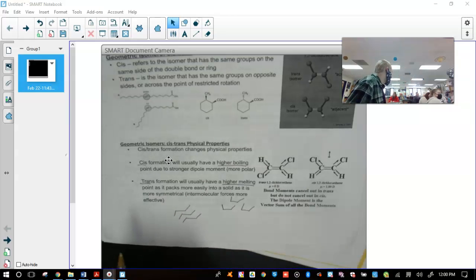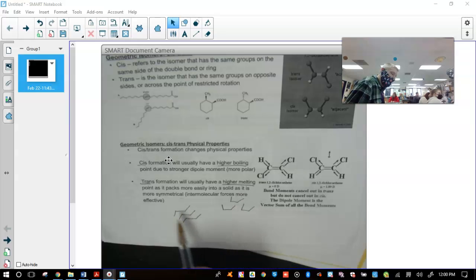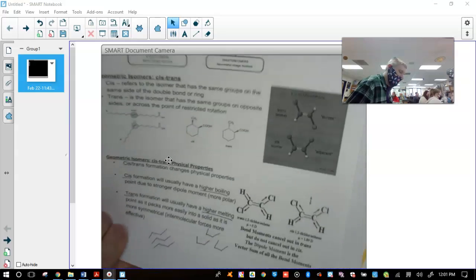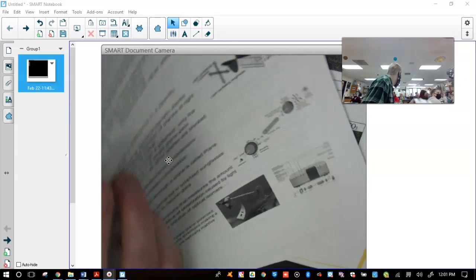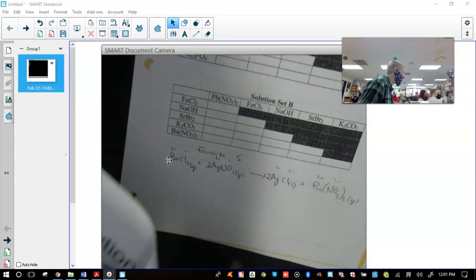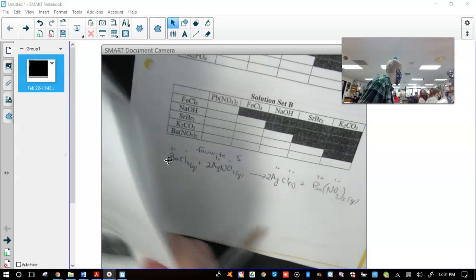So which one has more dispersion interaction? Definitely this one. These might have dipole-dipole interactions, but when you're talking about turning into a crystalline solid, it's going to be the trans conformation that has a higher melting point, because it's going to take more energy to break those dispersion forces. So does this have a higher or lower boiling point? Higher. And then trans has a higher melting point.